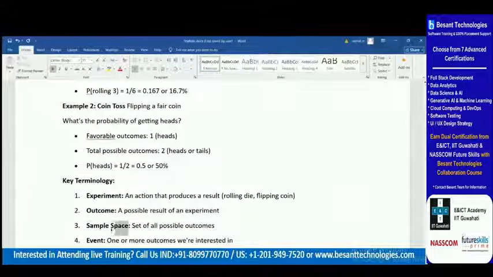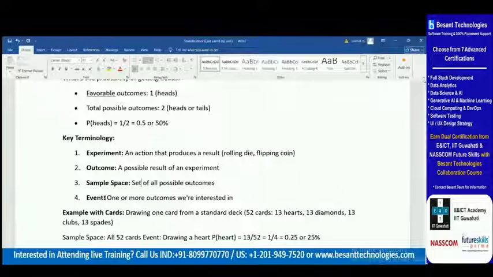Sample space is total outcomes. So how many outcomes do we have? It is going to rain or not going to rain. So that is your sample space. Event is the thing I want. If I ask you, yes, it is going to rain, that is going to be my event. Okay, so these are the terminologies in probability.